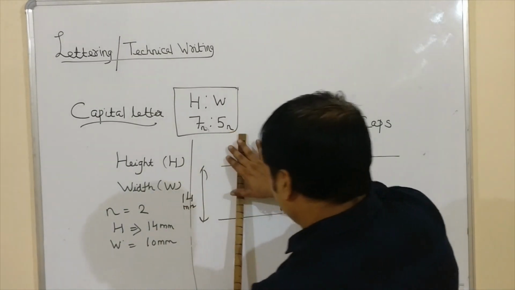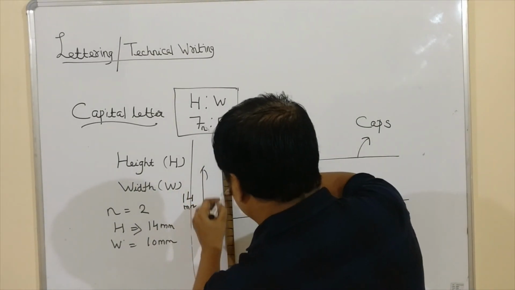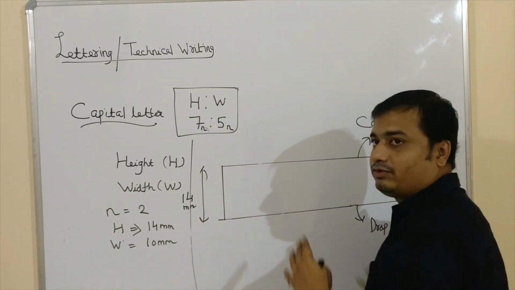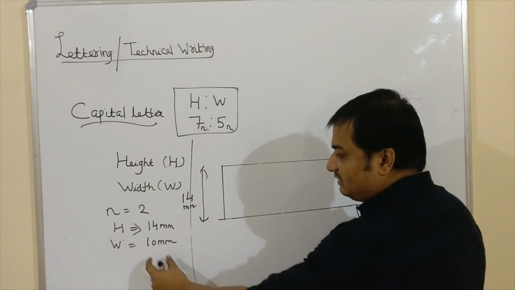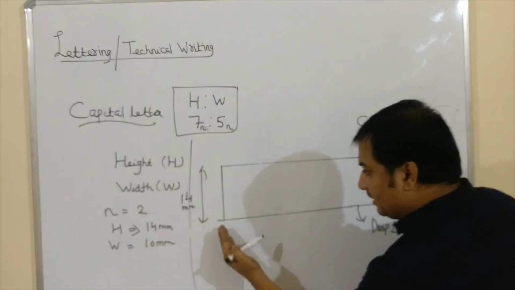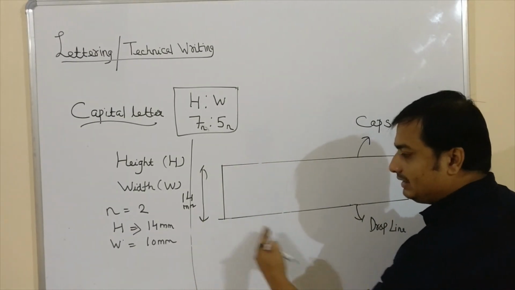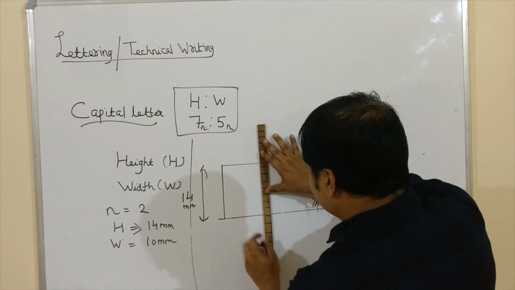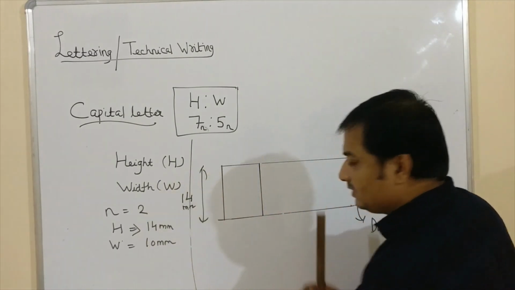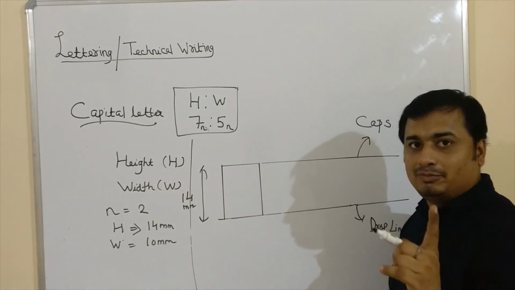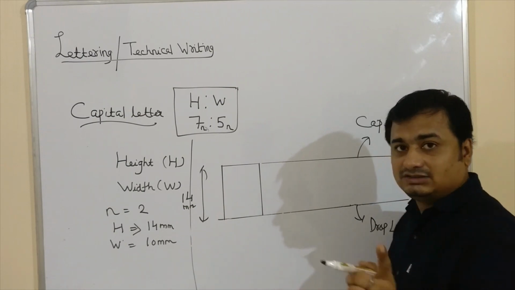Now suppose this is my starting line of the first alphabet. I will start to write the alphabet from this line. So the width is 10 mm. So you have to come in front of this starting line 10 mm and draw a box. So this is the box for the first alphabet.